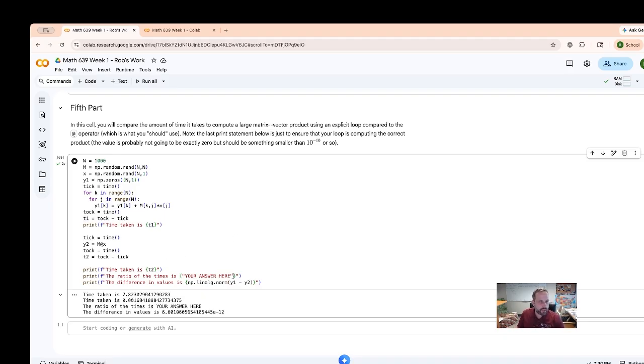Okay, and so what we're going to do here is just going to be T1 divided by T2.